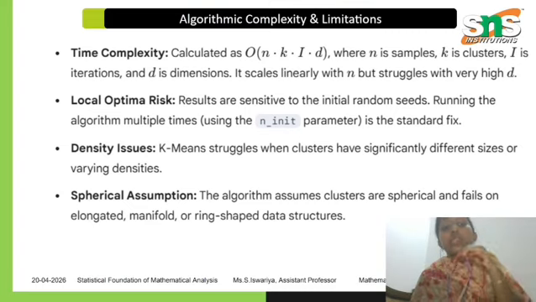The next one is the density issues. K-means struggles when clusters have significantly different sizes or varying densities. And the next one is the spherical assumption. The algorithm assumes clusters are spherical and fails on elongated, manifold or ring-shaped data structures.